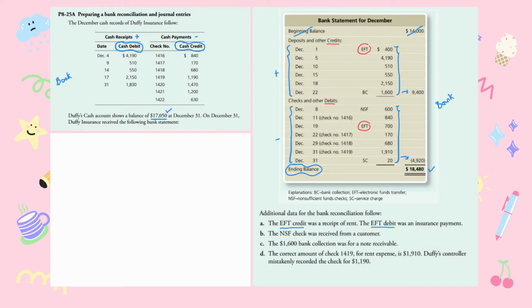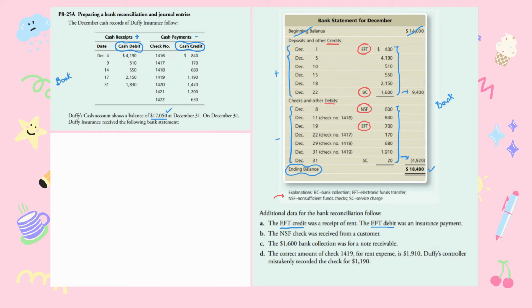So the non-sufficient fund check was received from a customer. He's talking about this one, the non-sufficient fund check, the 600. C, the 1600 bank collection was for a note receivable. So he's talking about the BC. This is bank collection. As you can see here, there are explanations for each abbreviation.